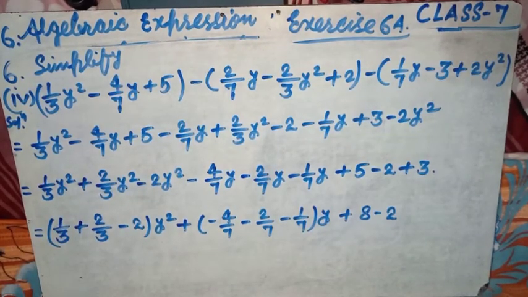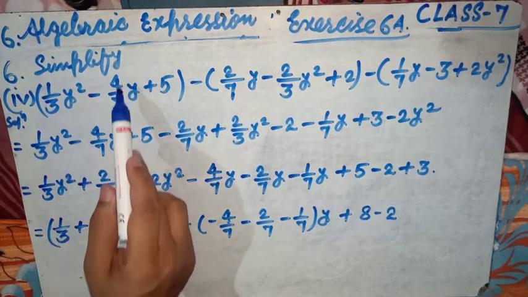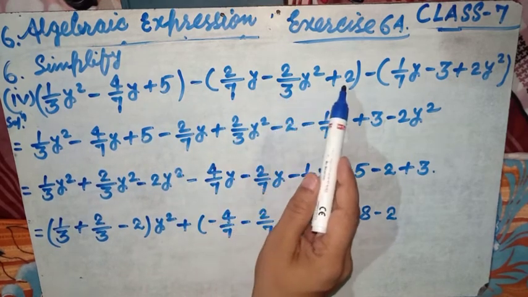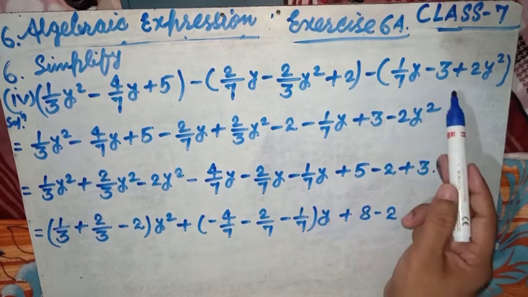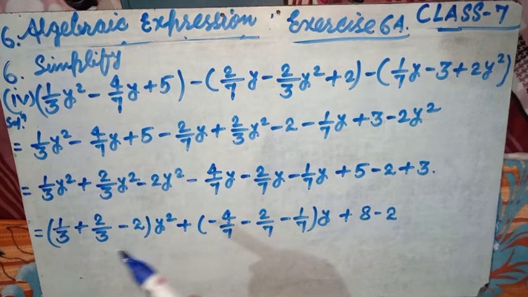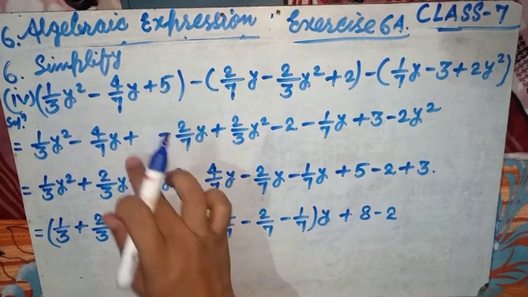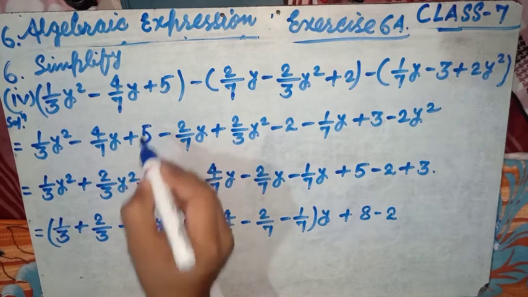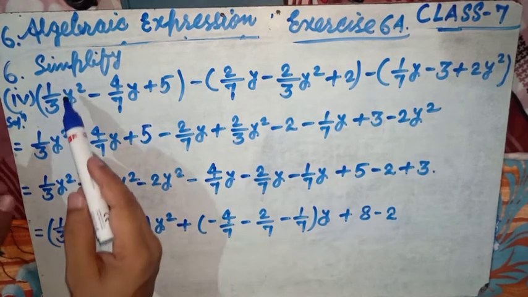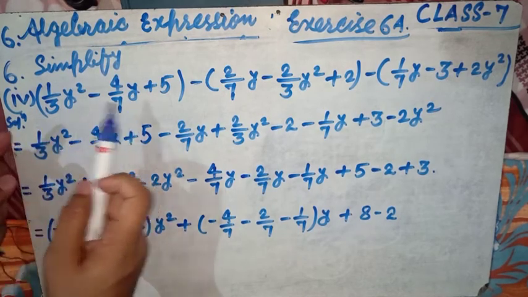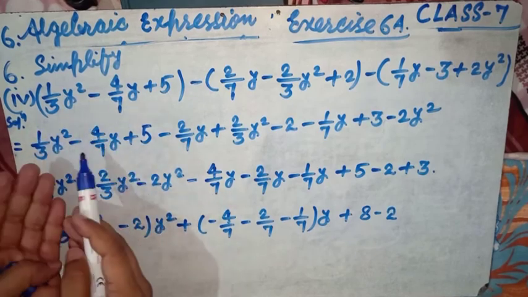Now students, see question number 6 of sub question 4. Simplify. Here 1 by 3 y square minus 4 by 7 y plus 5 close bracket minus 2 by 7 y minus 2 by 3 y square plus 2 close bracket minus 1 by 7 y minus 3 plus 2 y square close. Now we have to simplify, means find the solution. Now first we have to put together the like terms, means y terms and y square terms. So first of all write the first bracket as it is, because here is the positive sign and the positive sign is multiplied to each term, so there is no effect on the terms.